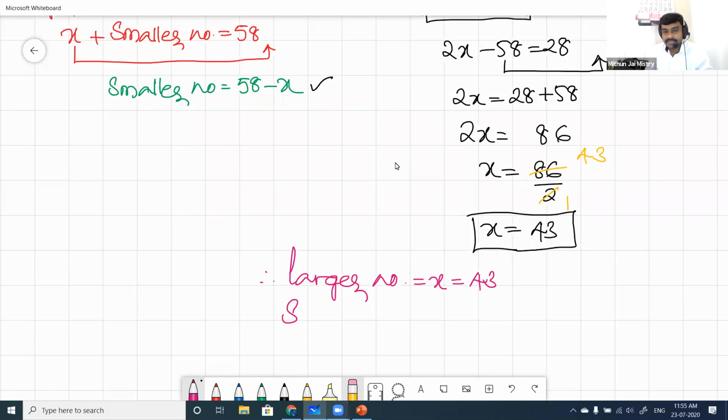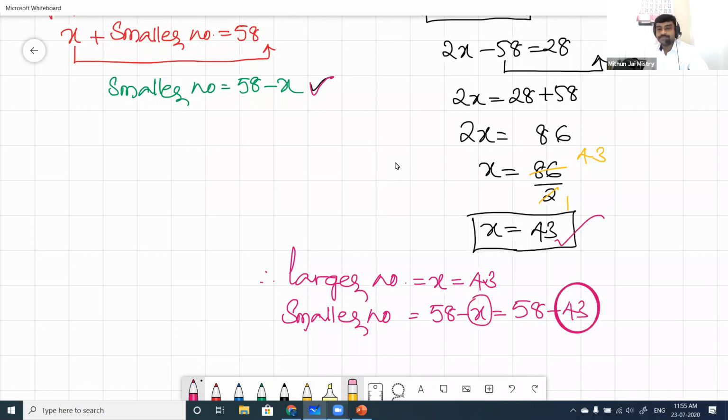Then what is the other number? The other number is the smaller number. What is the smaller number? 58 minus x, which you took. So 58 minus x. X you just now got, so subtract that 43, because in the place of x, what am I writing? 43, because x is 43. So that's substitution. When you subtract 58 minus 43, 8 minus 3 is 5, and 5 minus 4 is 1. 15. So we've got two numbers. What are the two numbers? The two numbers are 43 and 15.